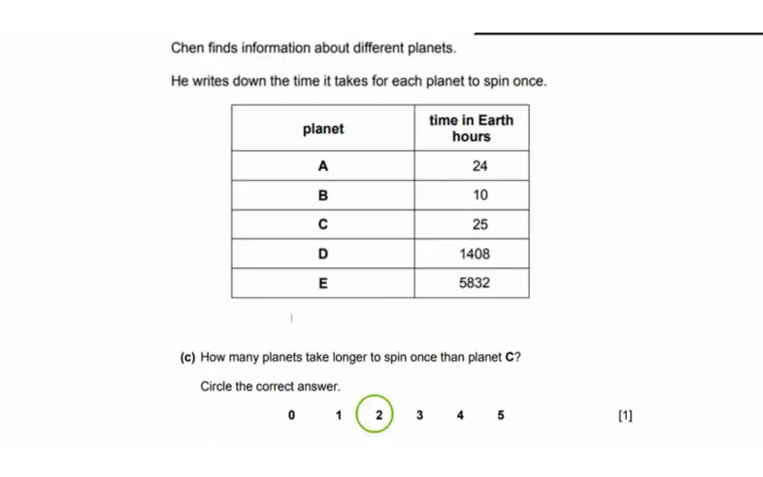Well, the answer is 2. Planet C is 25. There are 2 planets, that is planet D and E, which have time greater than planet C. This and this. So the answer is 2. Next, let's move to question D.